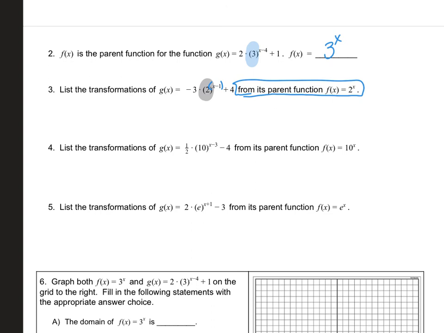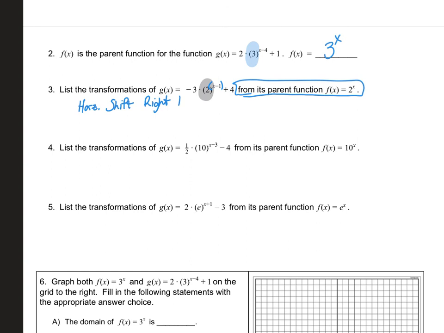So let's take care of the horizontal right off the bat. It is horizontal because it is in the parentheses. It is a horizontal shift because it's a plus or a minus sign. And remember, with horizontal, there are always tricks. So this feels like I should be going left 1 because of the minus sign, but we're actually going to go horizontal shift right 1 unit.